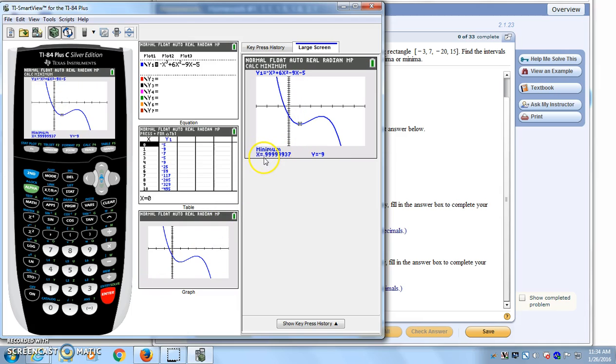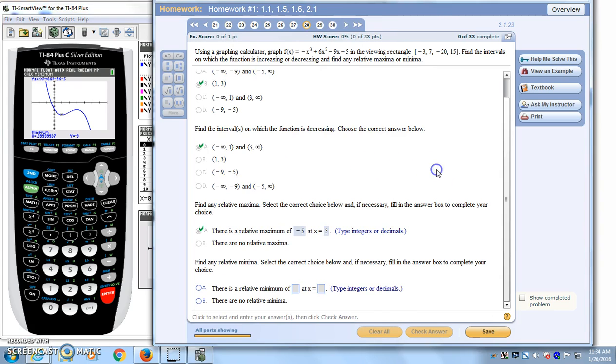And that x value, 0.999999, that's actually 1. And hopefully your calculator doesn't do any crazy stuff like that. Most of the time they don't. But the y value is -9, and the actual maximum or minimum is the y value, because the maximum or minimum is how high or how low the graph goes, and the x is just the location of it. So the minimum is -9, and it's located at x value of 1.